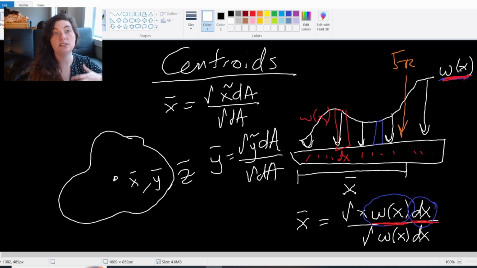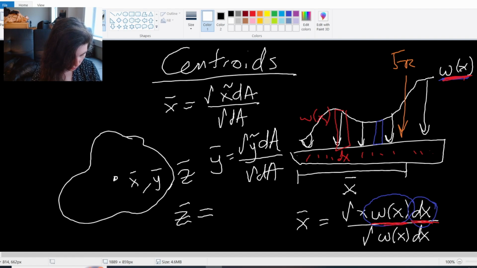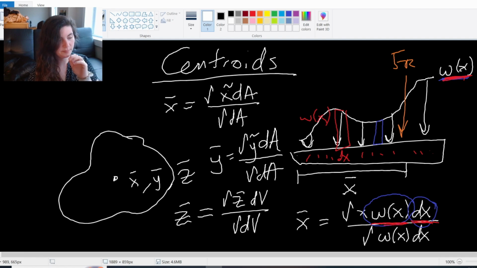And then if we bring this into 3D, we're not just limited to areas. We can also do this for volumes. So if we brought it into a 3D space, then we would change all of our areas into volumes. So x dV over the integral of dV, right? So z bar dV over the integral of dV.